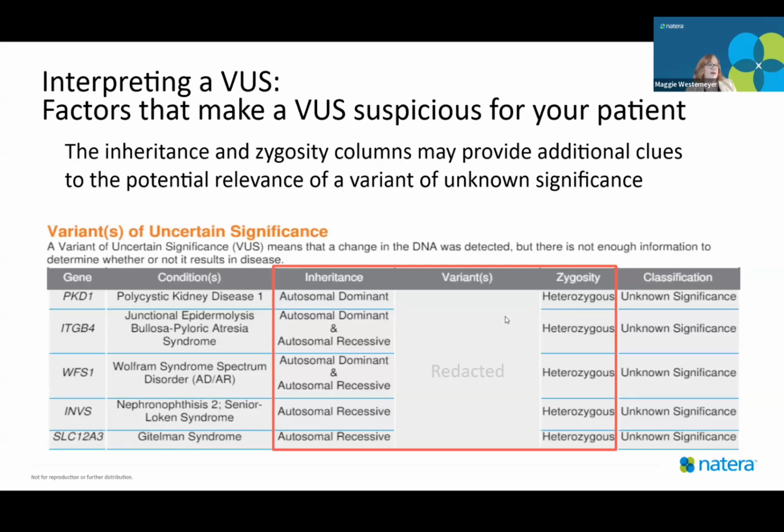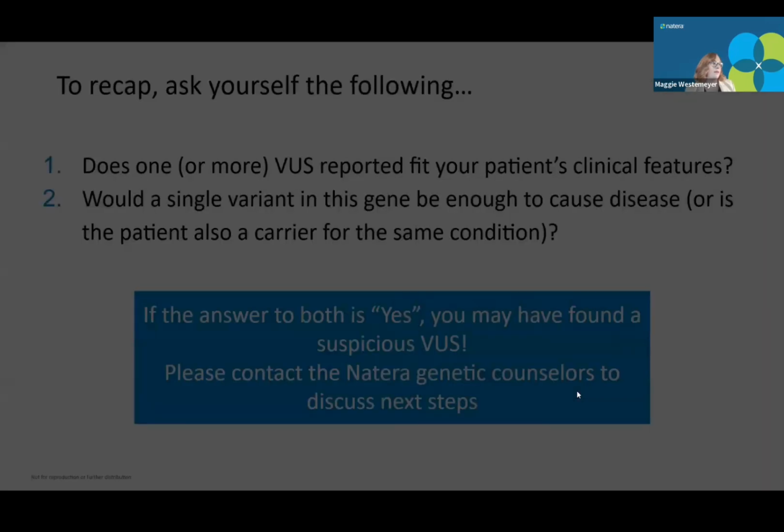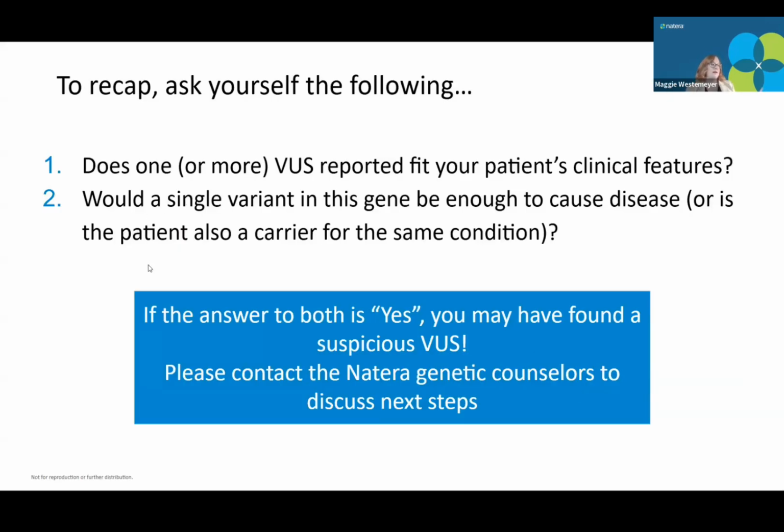So like I've said here, inheritance and zygosity are really what you would need to look at to help do that triaging for yourself. But in recapping, I just said these things, right? Does the VUS even match the features? Does the inheritance pattern even match your concern? And if the answer is yes, it's okay to contact the laboratory and have that next discussion.